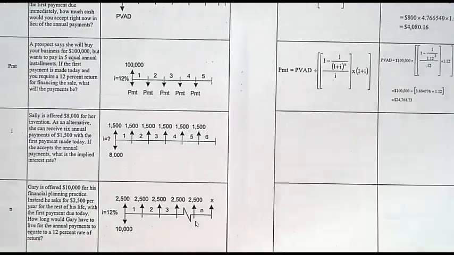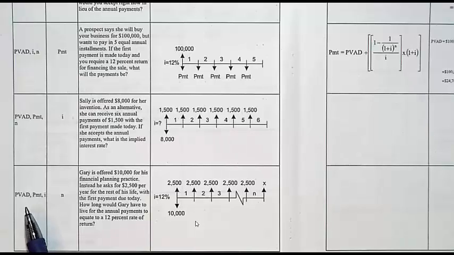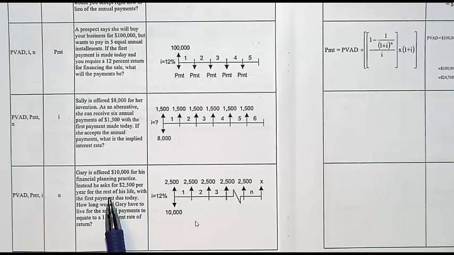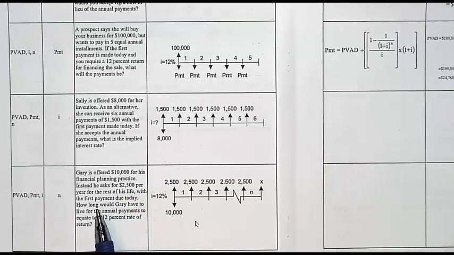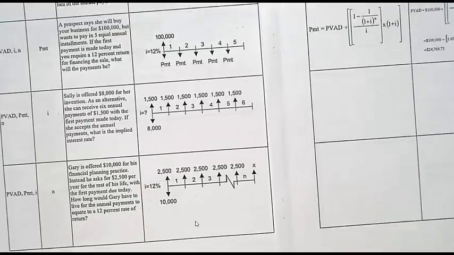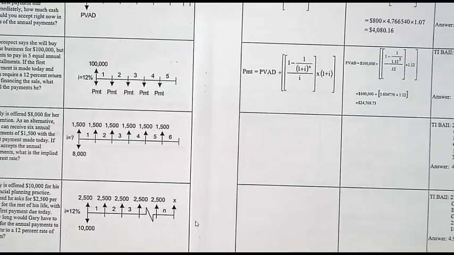Now, again, the last one, we're calculating N, and that's not the most popular type of calculation, but we'll do it anyway. Future value of an annuity due is known, the payment is known, the rate is known, and we're solving for N. Gary is offered $10,000 for his financial planning practice. Instead, he asks for $2,500 per year for the rest of his life with the first payment due today. How long would Gary have to live for the annual payments to equate to a 12% rate of return? Not sure I'm real comfortable with Gary's decision here, but we'll go with it.